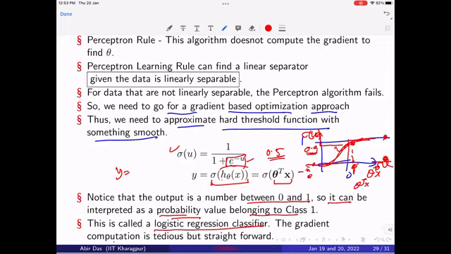The gradient computation is tedious but straightforward. Can anybody tell what is the expression of the gradient for this sigma u? Just raise your hand. Yeah, Shubham, I have asked you to unmute. What is the gradient of it? Sigma u into 1 minus sigma u. Yes, that's exactly right. Thanks a lot. So that we will use for the gradient computation.